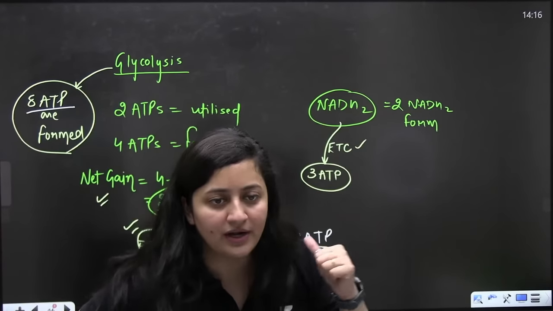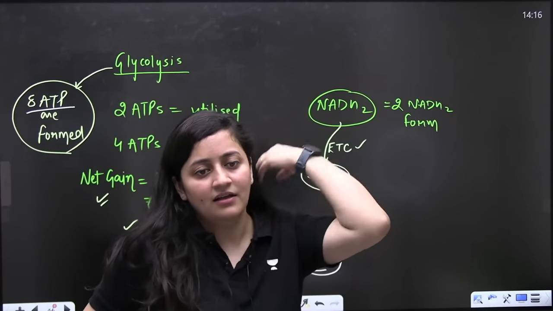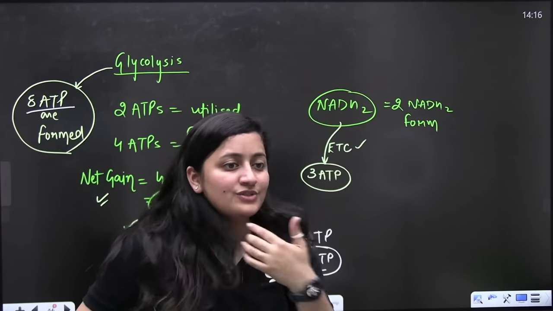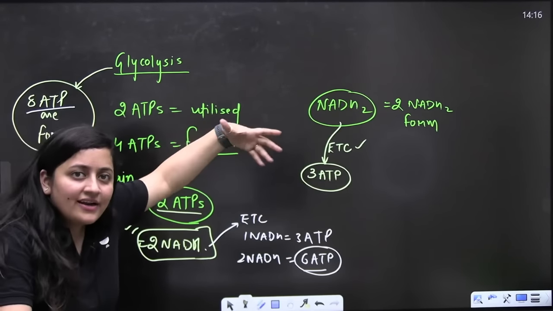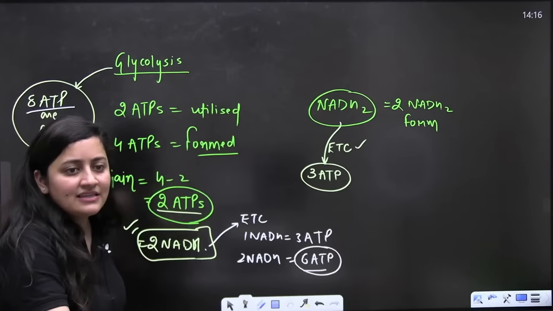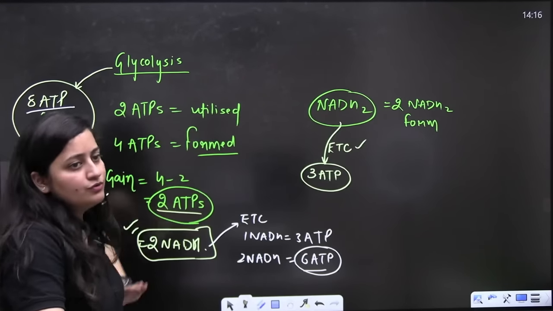If there is any doubt, do let me know. Bache, these are the reducing agents, the reducing powers here. They will further donate their electrons and protons, which will help in releasing the energy. So if there is any doubt from this part, do let me know, because questions used to come from this part.